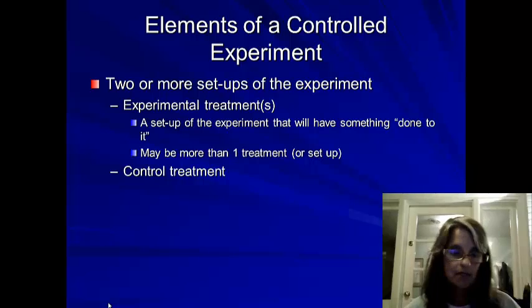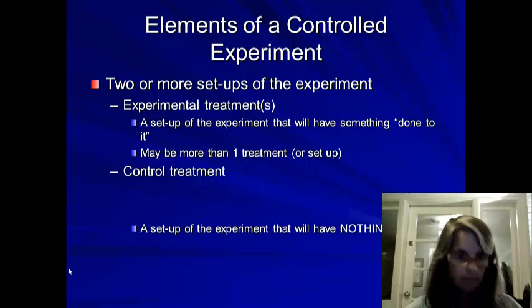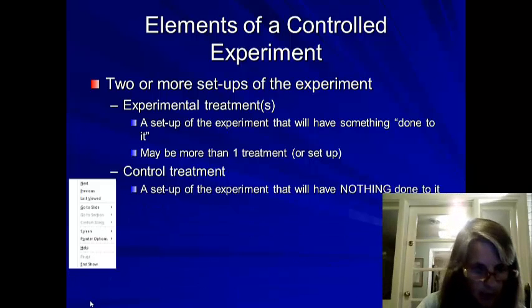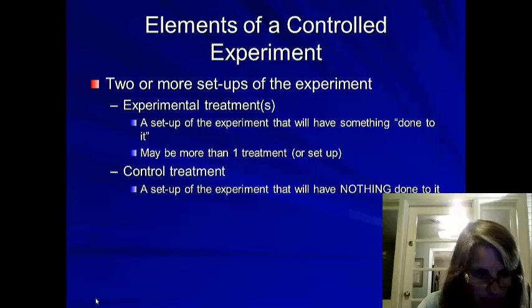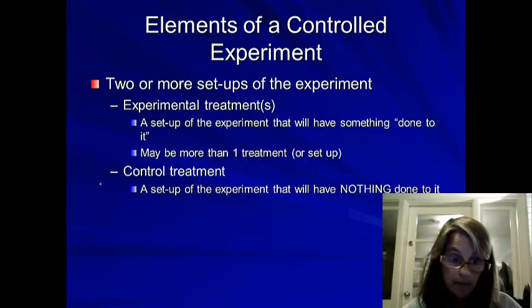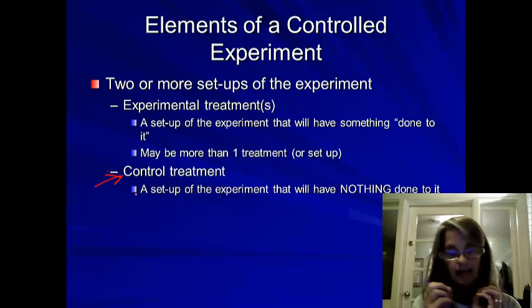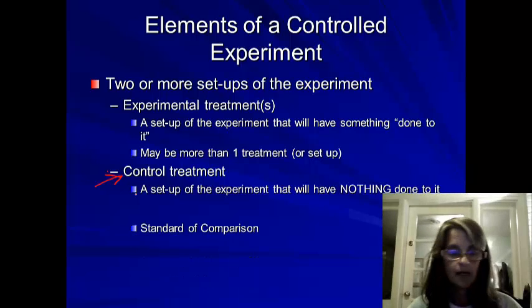But there would also have to be, and this is really important, being that this is a controlled experiment we're talking about, one setup of the experiment that is going to have absolutely nothing weird done to it. Perhaps we need a plant that is just grown in normal lighting or something like that. But it's not going to have anything unusual done to it, okay?